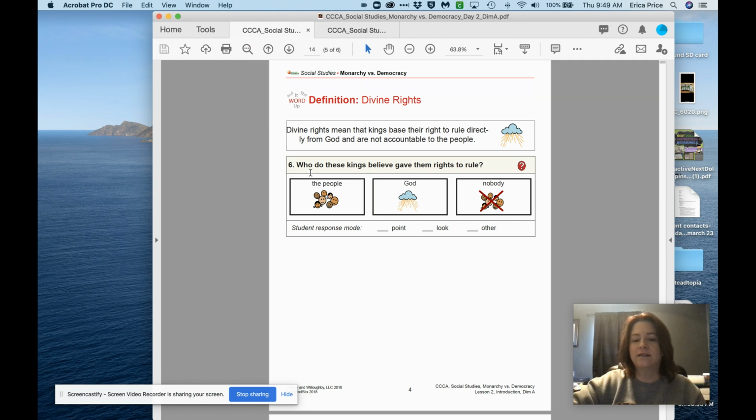So number 6 asks, who do these kings believe gave them the right to rule? Is it the people, God, or nobody? Who do the kings believe gave them the rights to rule? If you can't remember, look right back here at your text. You should have said God. That's who the kings believe gave them the right to rule. They believe they have these divine rights.